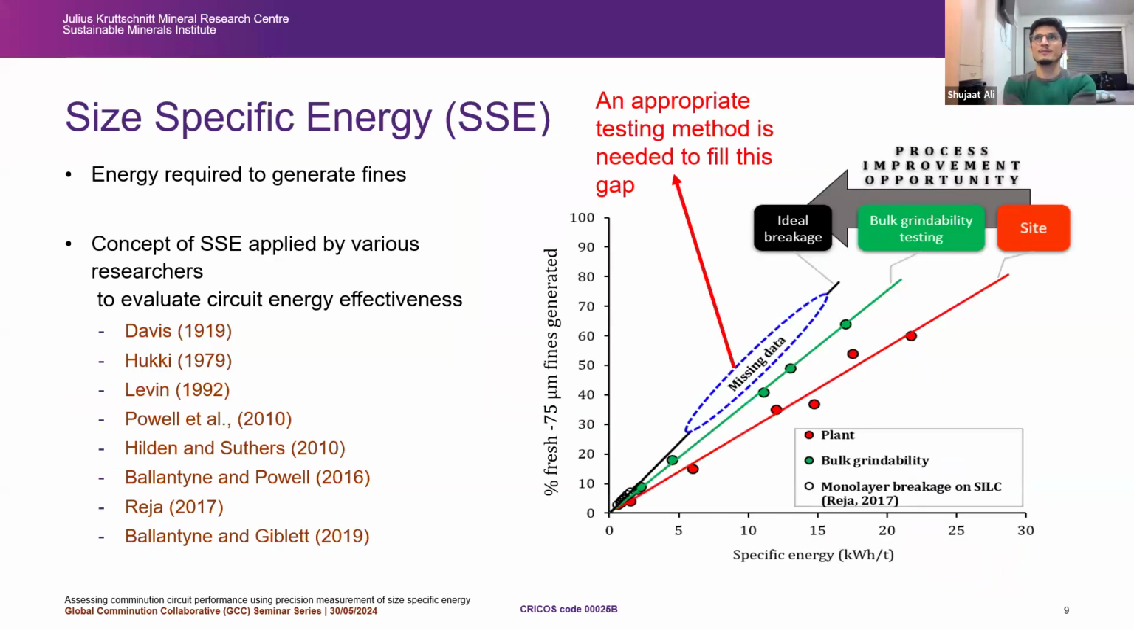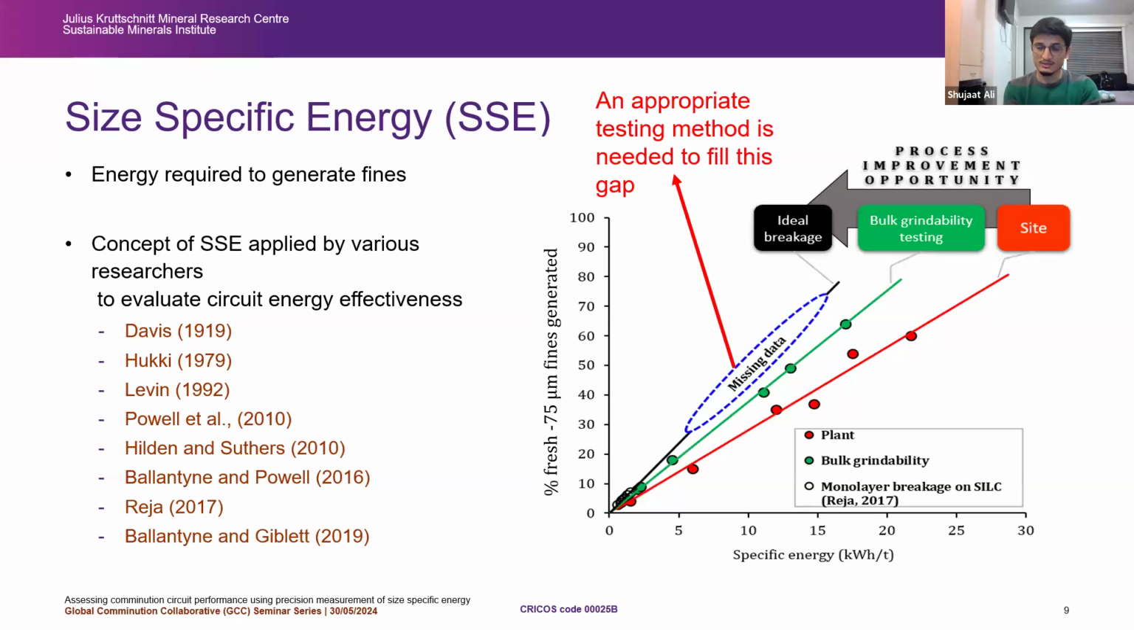So then there is an alternative way of doing things, which we call size-specific energy. It has been around for a long time. We define it as the energy to produce fines below a certain marker size. The marker size is just your nominated product size that you choose, and the energy that you consume to produce material below that marker size becomes your size-specific energy.